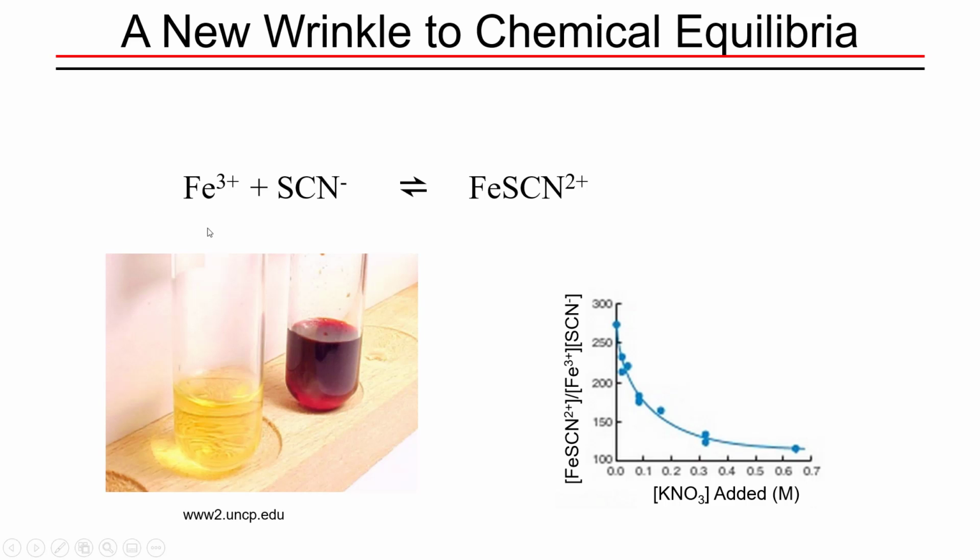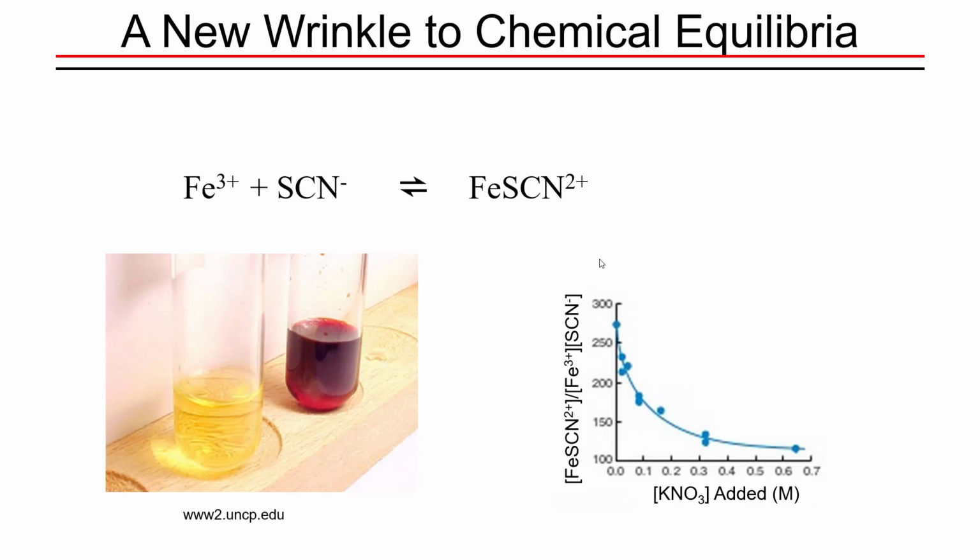So for instance, this is a chemical equilibrium that you likely encountered in general chemistry, where a mole of iron 3+ reacts with a mole of the polyatomic anion thiocyanate to form, in equilibrium, an iron thiocyanate complex with a bright red color. While the equilibrium constant is indeed a constant for this reaction at room temperature, depending on the amount of potassium nitrate you dissolve in the solution, you can actually shift the position of this equilibrium and change the ratio of the product to the reactants without actually changing the value of the equilibrium constant.